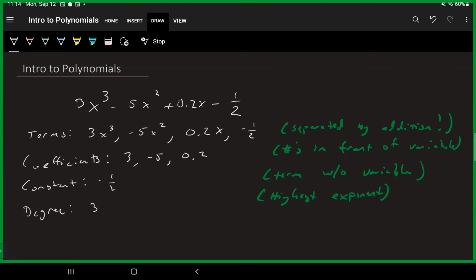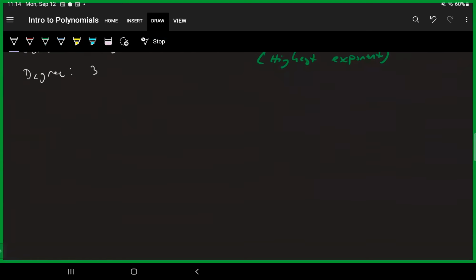All right, so with polynomials, we can do a bunch of things, and in the future videos, we're going to learn how to add, subtract, multiply them, solve polynomial equations, factor them, all kinds of good stuff. But in this one, let's talk about some basics, combining like terms.